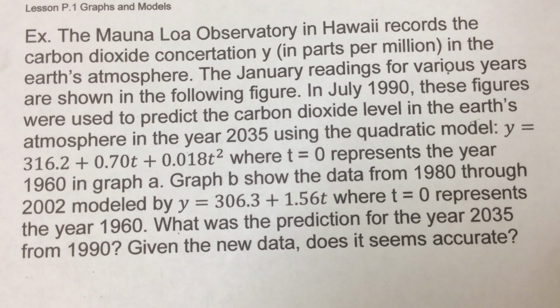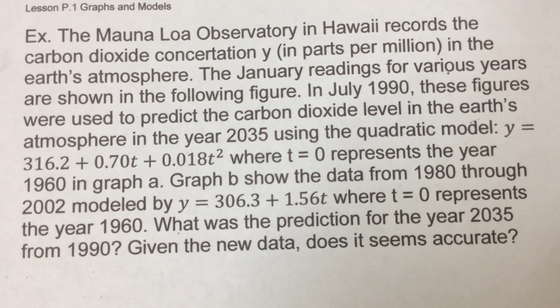Graph B shows the data from 1980 through 2002 modeled by the graph y equals 360.3 plus 1.56t, where t equals 0 represents the year 1960. So what was the prediction for the year 2035? What was the prediction for the year 2035 from 1990? Given the new data, does it seem accurate?